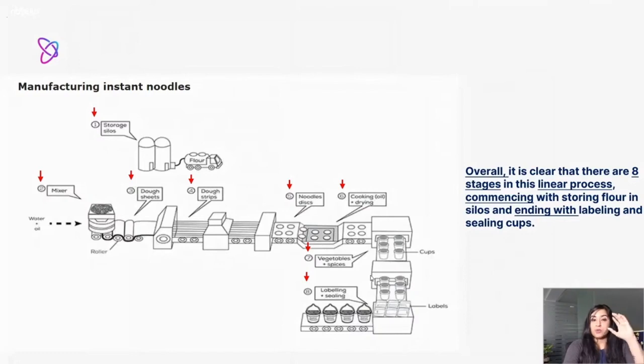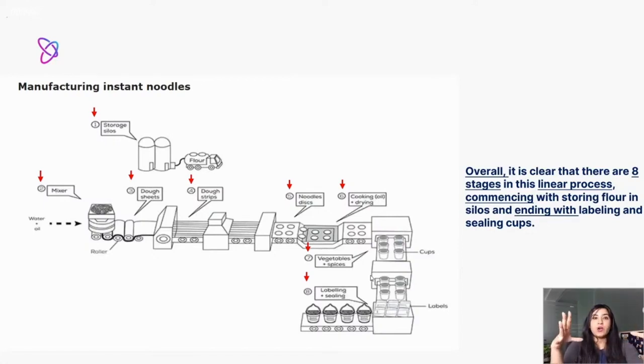Overall, now I just want to pause there and tell you about this word overall. By the use of the word overall, you are showing the examiner that you're summing up the whole thing. So that word overall is crucial and it will boost your score if you use it. Remember, if anything at all, when you're giving your overview, start your sentence with overall. Okay, so here we go. Overall, it is clear that there are 8 stages in this linear process, commencing with storing flour in the silos and ending with labeling and sealing cups.